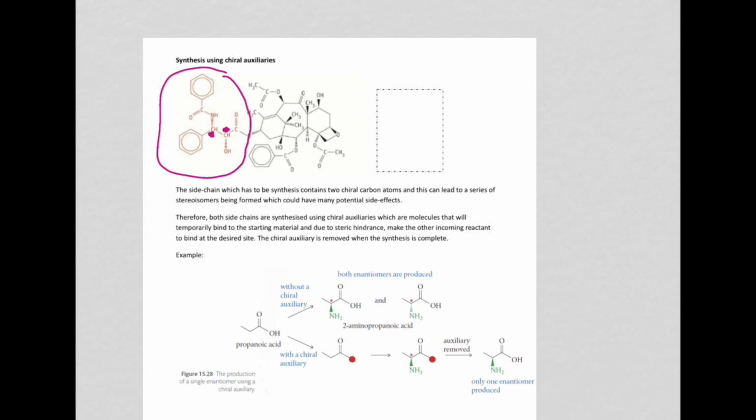We call this a side chain that has to be synthesized, and this side chain has 2 chiral carbons. And because it has 2 chiral carbons, this can lead to a series of different stereoisomers, and these stereoisomers can have side effects, and we don't want this. We want only one particular enantiomer. So then what we do, we use what we call chiral auxiliaries.